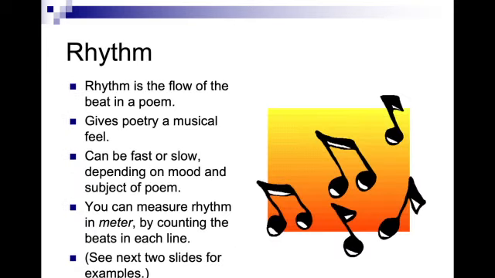Let's start with rhythm. Now, rhythm is the flow of the beat in a poem. It gives poetry a musical kind of feel. Now, it can have a fast rhythm or a slow rhythm, depending on the mood and maybe even the subject of the poem. A lot of times you can measure rhythm in meter. You're counting the beats in each line. Let's look at some examples.